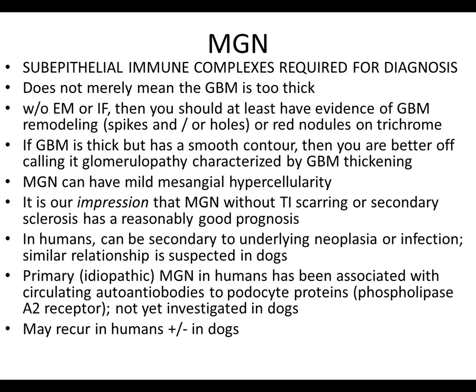If you aren't able to do EM or immunofluorescence, you should at least be able to see evidence of remodeling, which is what we saw on these silver stains. Those spike-like projections would give you confidence that it's going to be a membranous glomerulonephropathy. If you have a smooth outer contour, then it's not likely to be membranous glomerulonephropathy. So just having a thick basement membrane no longer meets the cutoff for the diagnosis. It has to have remodeling.